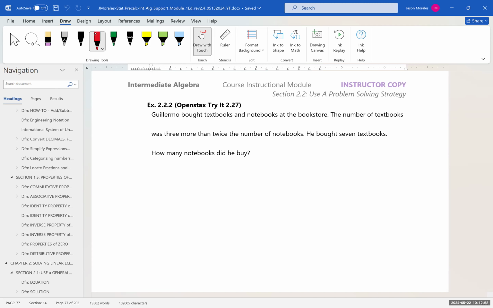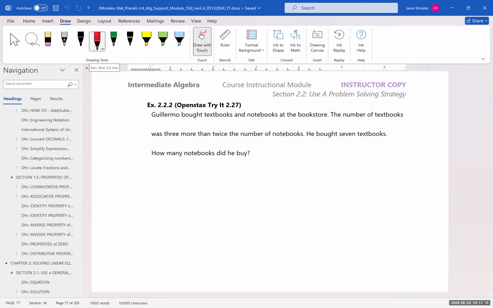Let's look at this example. So Guillermo bought textbooks and notebooks at the bookstore. The number of textbooks was three more than twice the number of notebooks. He bought 7 textbooks. How many notebooks did he buy?